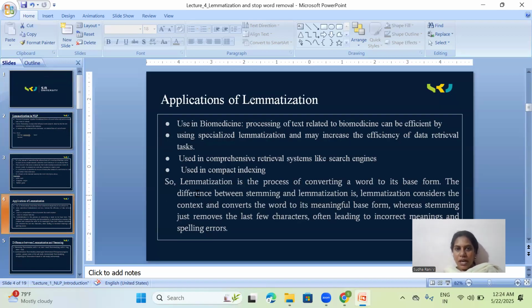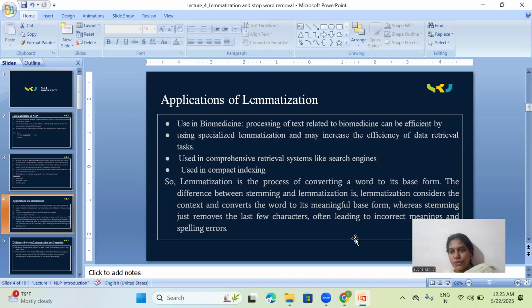Lemmatization is the process of converting a word to its base form. The difference is that lemmatization considers the context and converts the word to its meaningful base form, whereas stemming just removes the last few characters, often leading to incorrect meaning and spelling errors.